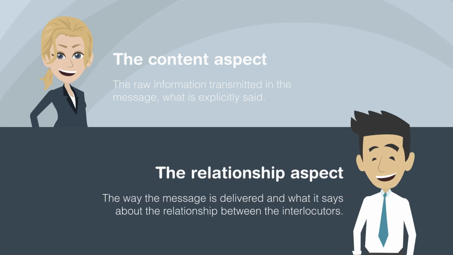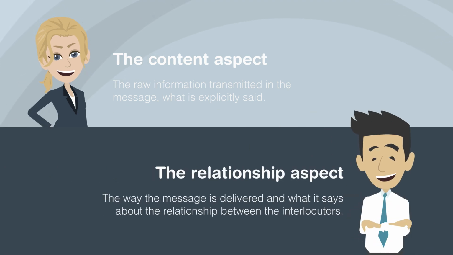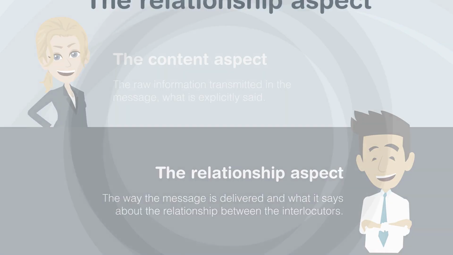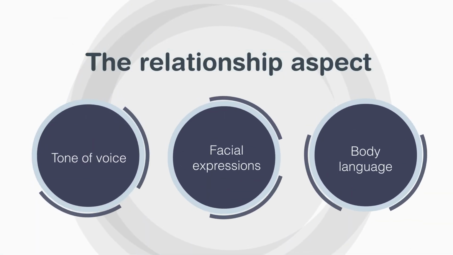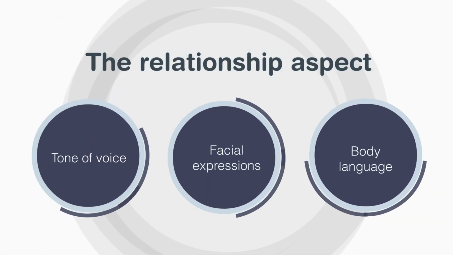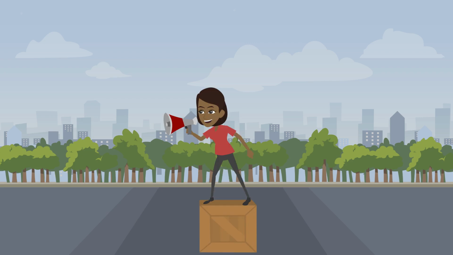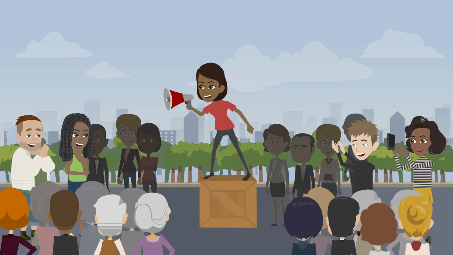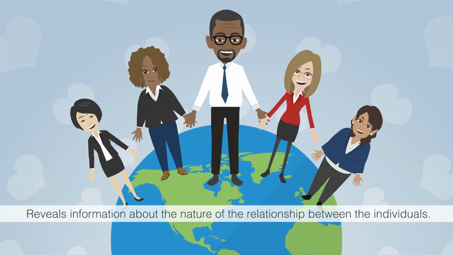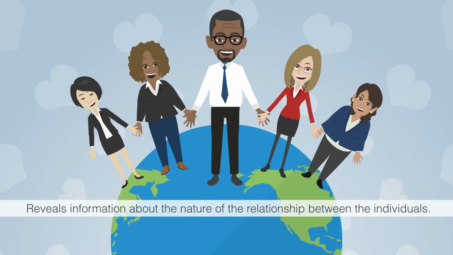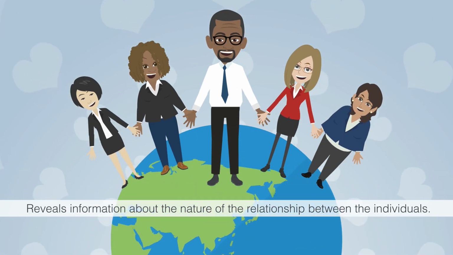The relationship aspect is the way the message is delivered and what it says about the relationship between the interlocutors. This includes tone of voice, facial expressions, body language, etc. This aspect influences how the message is perceived and reveals information about the nature of the relationship between the individuals.